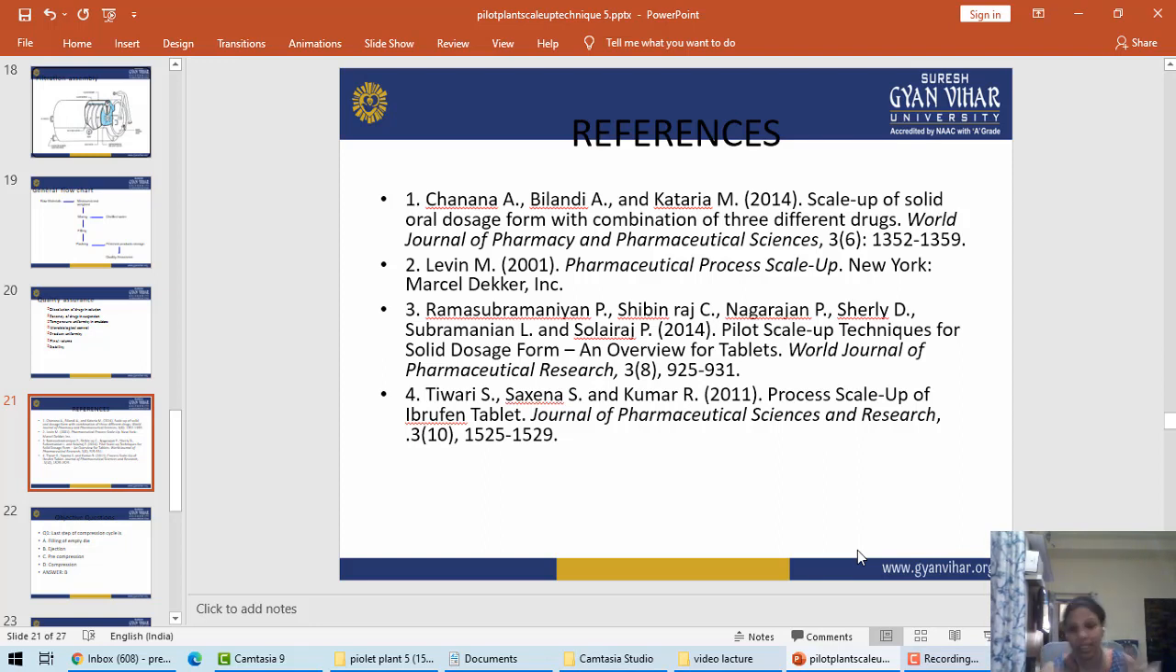If you understand the introduction related to the pilot plant and scale up, what is pilot plant, what is scale up, what is the need, what are the methods, then only you can go for the detail. So before reading the journals for the novel updates and novel articles, you should go for the books.